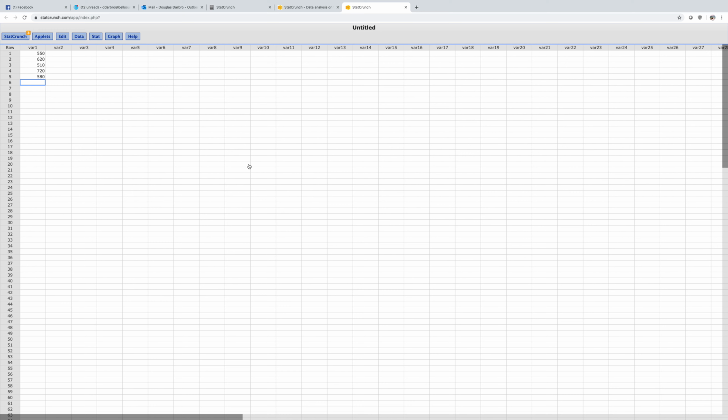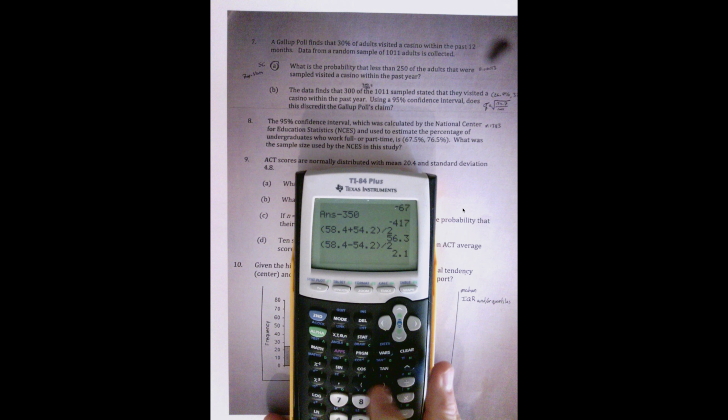All right, number 8. I'll give you a shot at that. Well, be cool if you could see it. Number 8, 95% confidence interval. What was the sample size used? Well, guys, the very first thing I need to do there is find the margin of error because I know I need that. So 76.5 minus 67.5 divided by 2. So the margin of error is 4.5.